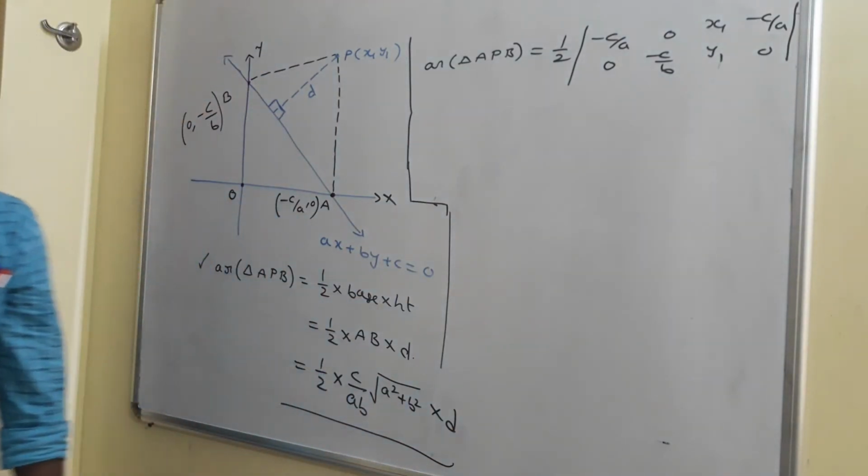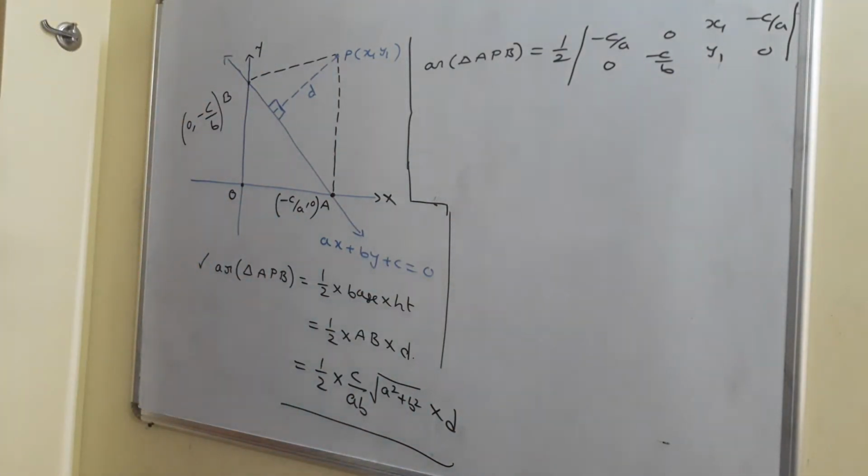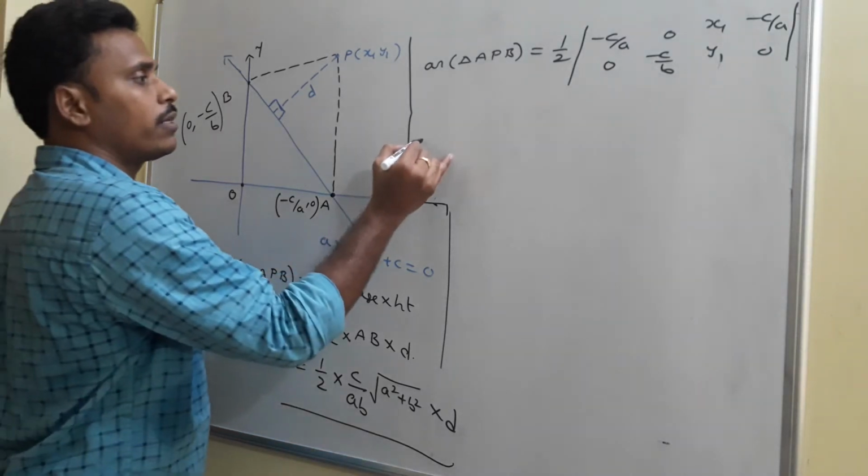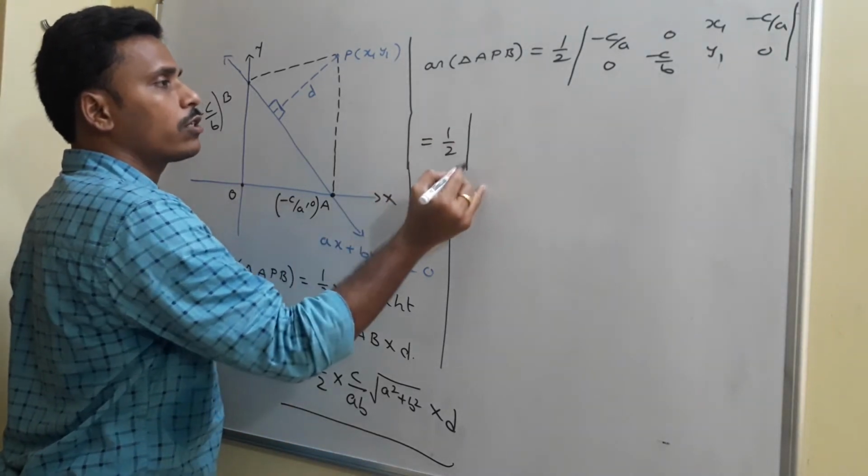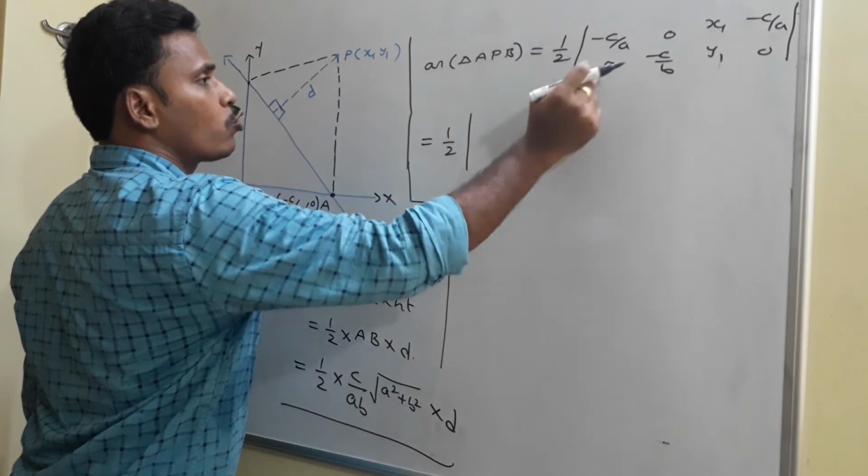I think you know this method. We already discussed it in the coordinate system: finding area with 3 points. (-c/a, 0), (0, -c/b), (x1, y1), and -c/a, 0. This equals half modulus of, every time you need to multiply these two and subtract them.